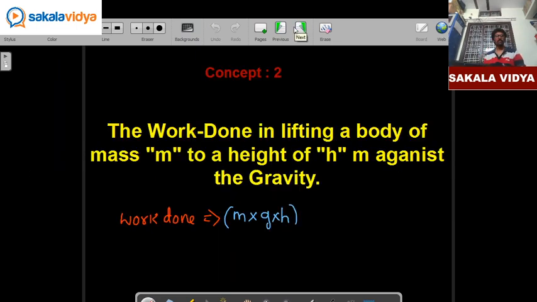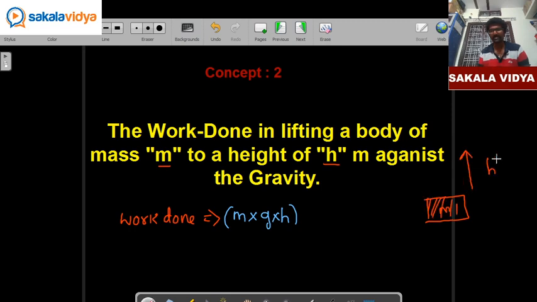So concept 2, the work done in lifting a body of mass m to a height of h meters against gravity. See, a block of mass m which is being lifted to a height of h meters from the ground surface, which means work is done against the gravity.